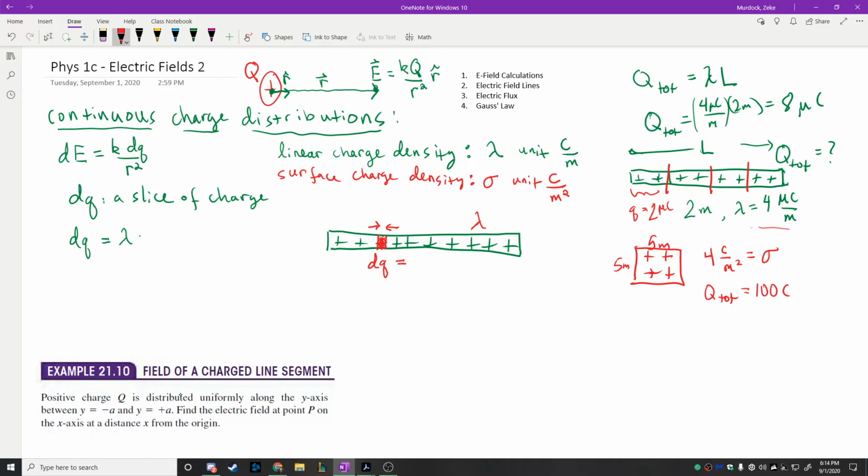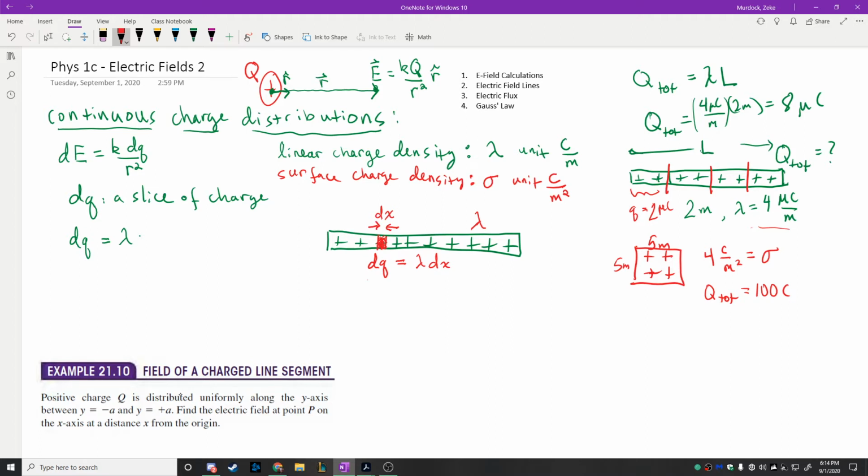If I want to find the amount of charge contained in that location, I can define the thickness of this object to be dx. If I know the length of the piece that I'm cutting out, and I take the charge per unit length and multiply by that length, then I get the charge.